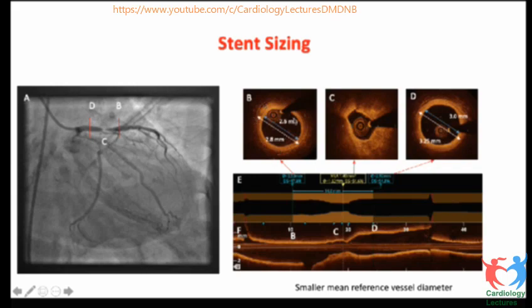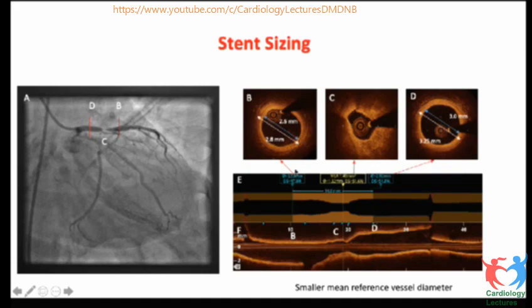And your stent size depends on the smallest vessel dimension. You can use either the lumen dimension or your external elastic membrane dimension. If you use lumen dimension, you just round higher up. You round up to the next 0.25. It is 2.6, so you select a 2.75 stent. Suppose you use EEL, then you just round down to the nearest 0.25. That means 2.8, you round down your stent to 2.75. That is how you select your stent.